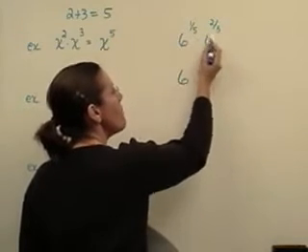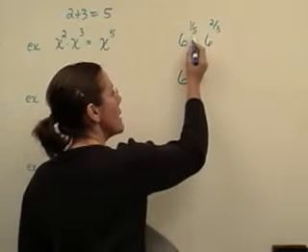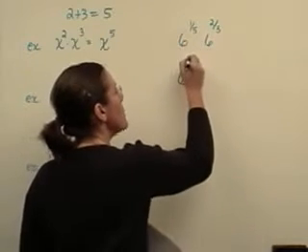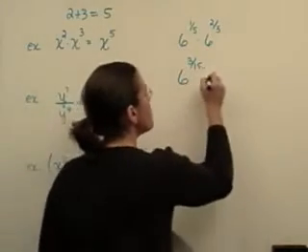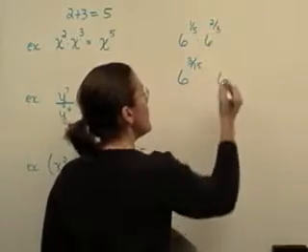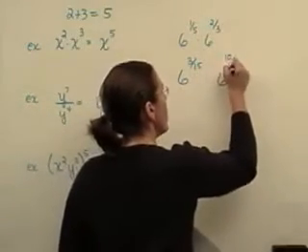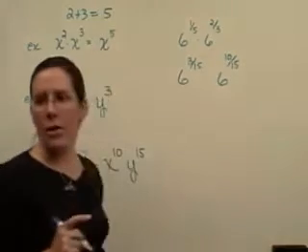So I'm going to work to get a 15 in each of these denominators. So 1 over 5 is going to become 3 over 15. That's the same thing as 1/5. And 2 over 3 is going to become 10 over 15. That's the same as 2/3.